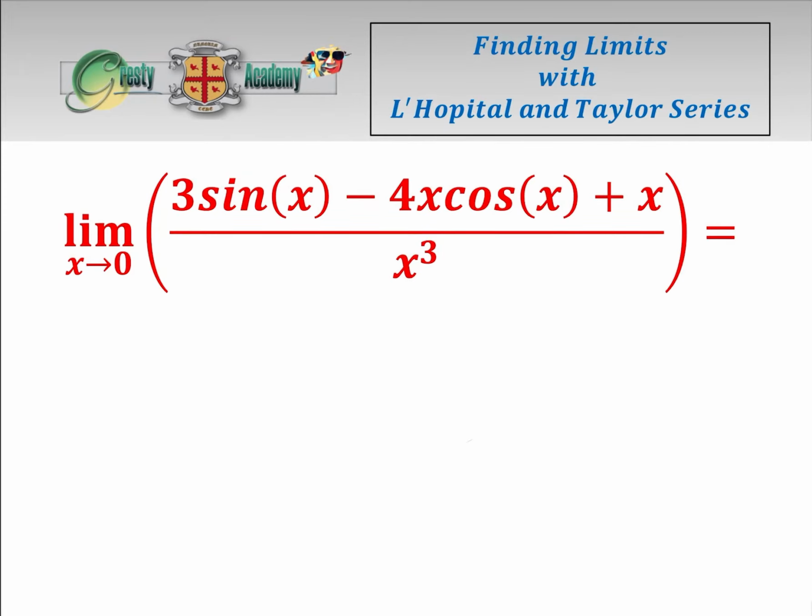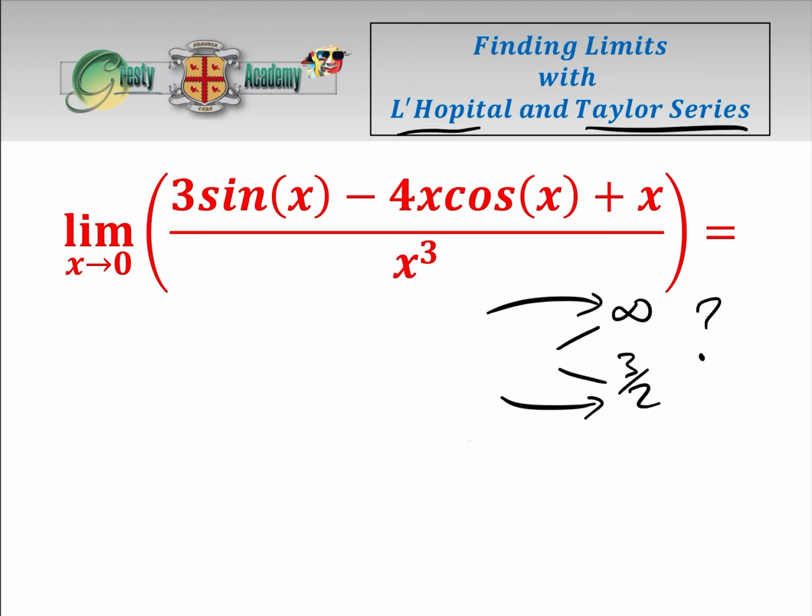So in the thumbnail to this video, we put that this limit either equals infinity or 3 over 2, with a question mark on it. Well, it obviously can't equal both. We're going to do three methods. The first method gives infinity, which is incorrect, and the second two methods, which are L'Hopital and Taylor series, give 3 over 2, which is correct. So let's have a look at the method which is wrong first.